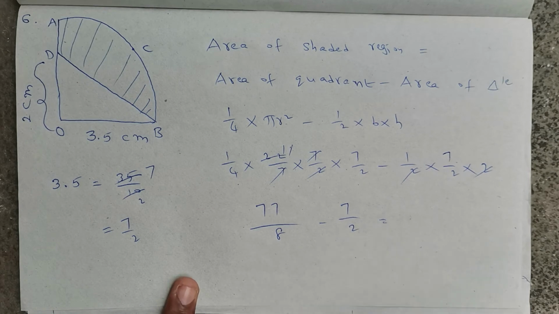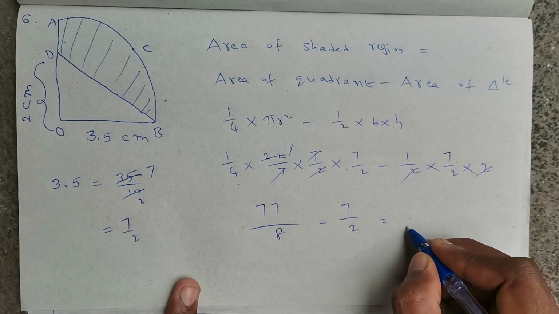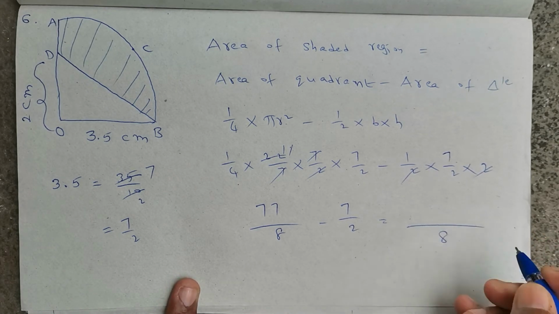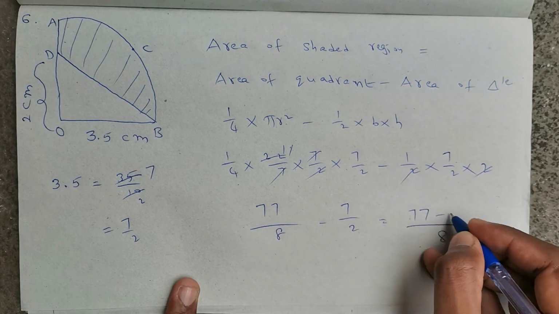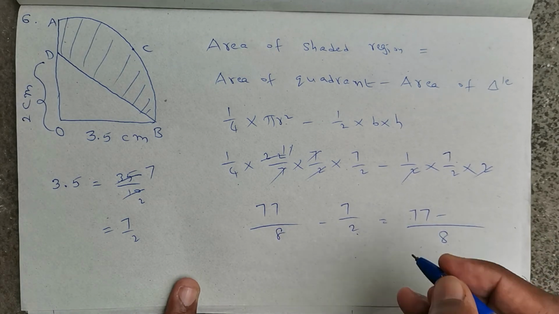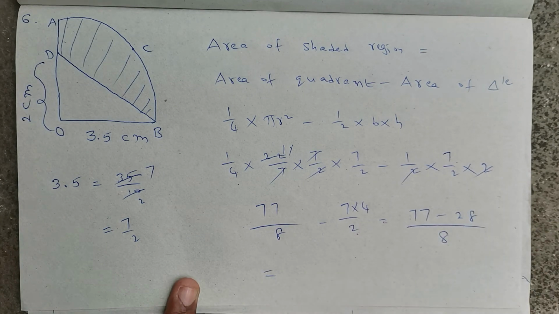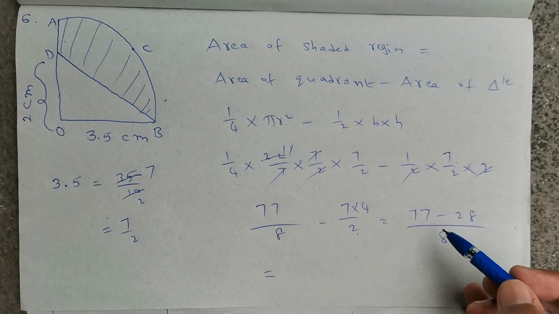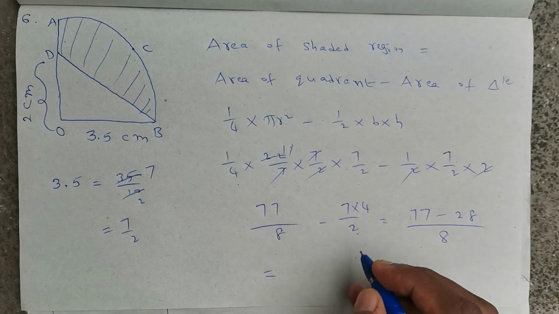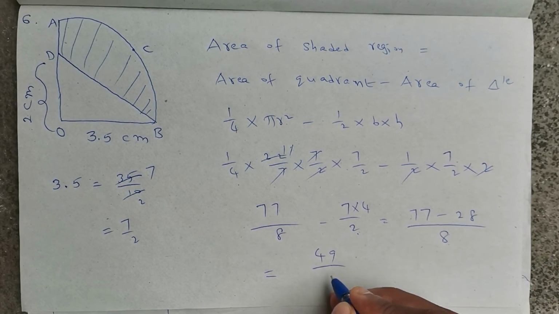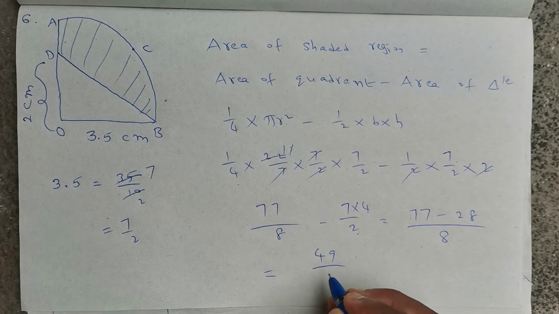to, here both the denominators are different. So if I go with the LCM of 8 and 2, it is 8. So 77 as it is, minus, into 8 4s are, so into 4, 7 into 4, 28. So here if you observe the numerator, 77 minus 28, 49, divided by 8.